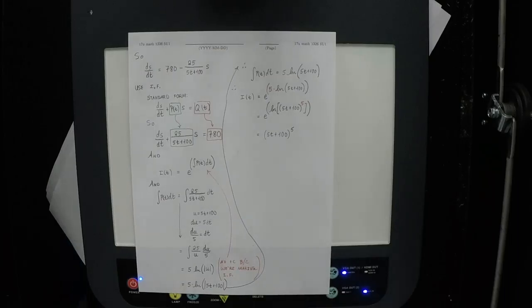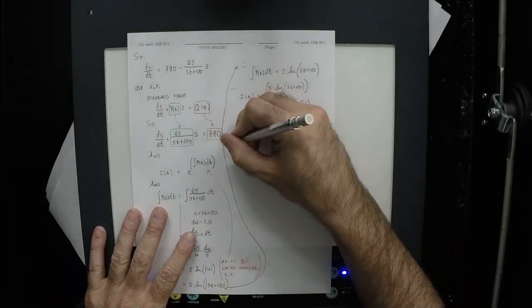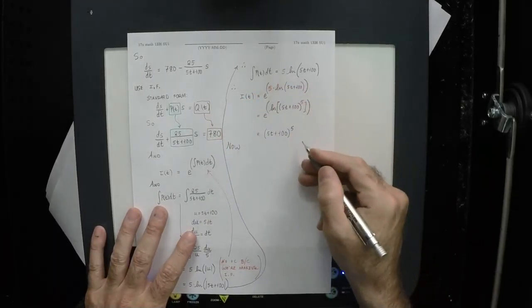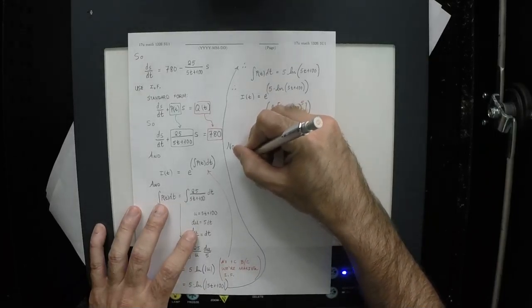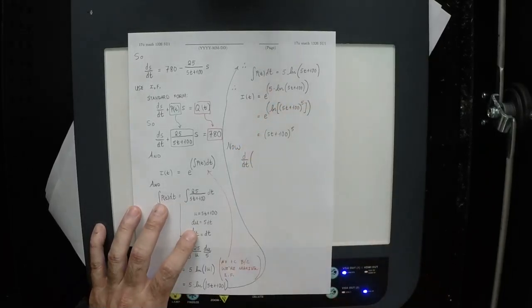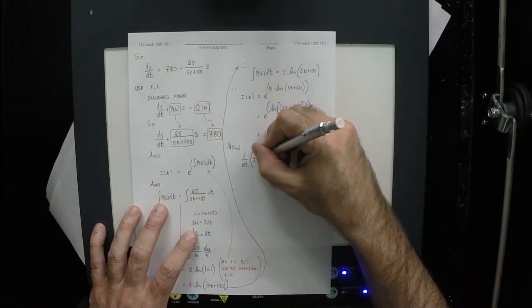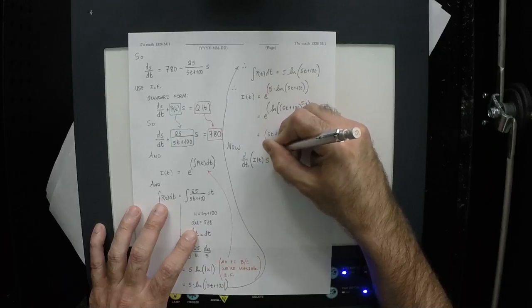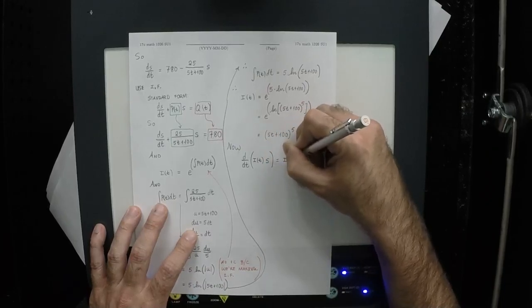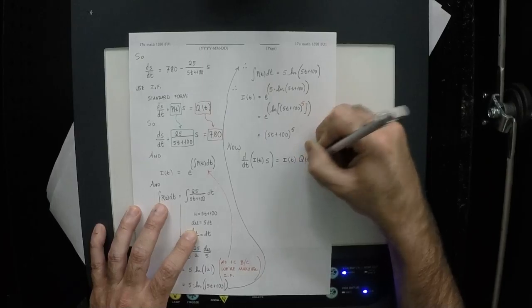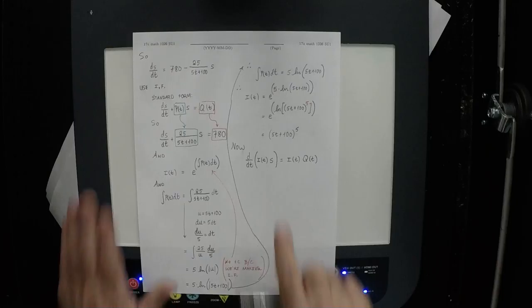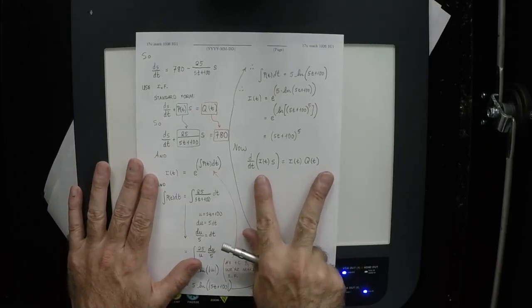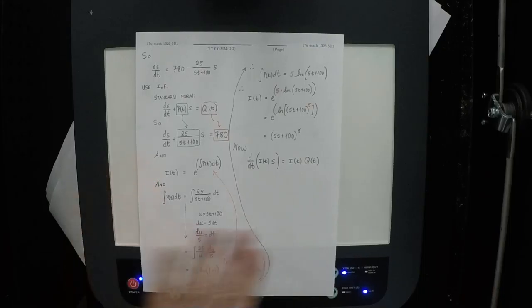So notice that we haven't solved the differential equation. All that we've done is we did this sub-step in a multi-step procedure. Now, once you've found the integrating factor, the very next step is always that the time derivative of the integrating factor times s is the integrating factor times q. Okay, so this is the next step. So now, from here, we want to solve for s. So how do we solve for s from here?